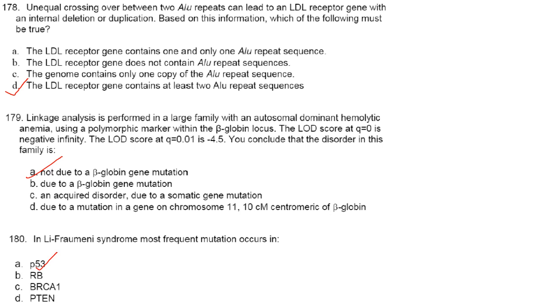Now negative LOD scores indicate that the linkage is excluded. Thus it is very unlikely that the gene for hemolytic anemia is linked to a region within or close to the beta globin locus. So the answer is not due to beta globin gene mutation. The disorder in this family is not due to beta globin gene mutation.